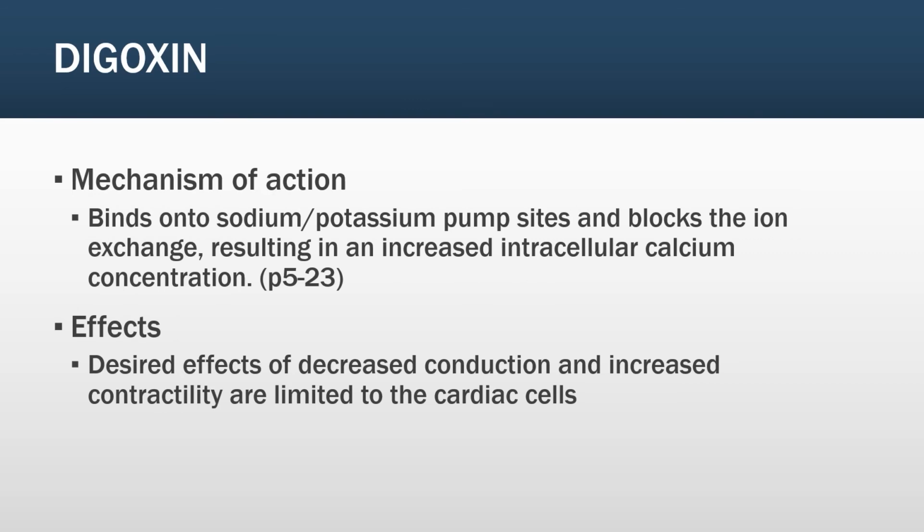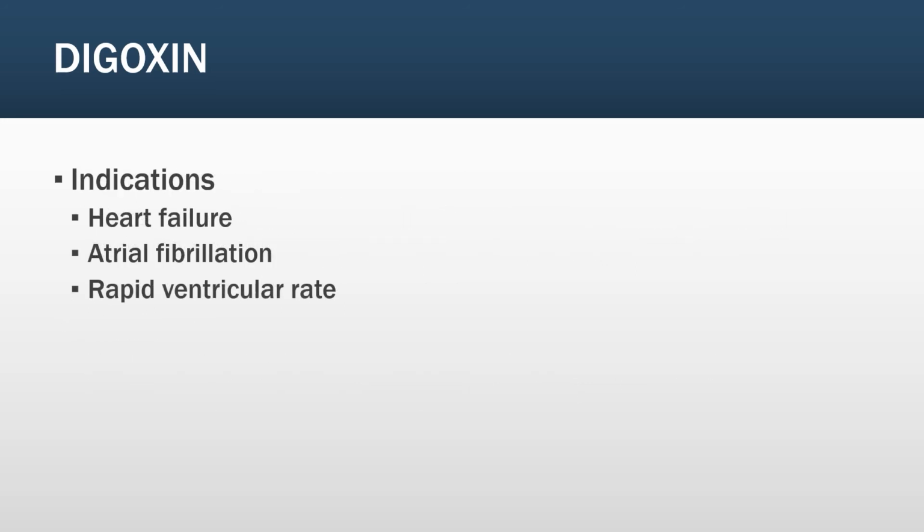Digoxin is a medication that has been used therapeutically for many years to treat heart failure. It also has antiarrhythmic properties that will be discussed in more detail in Module 6. Digoxin increases intracellular calcium by blocking the sodium-potassium pump, the effect of which is to increase contractility. It is typically used in the treatment of heart failure, atrial fibrillation, and rhythms with rapid ventricular rate.